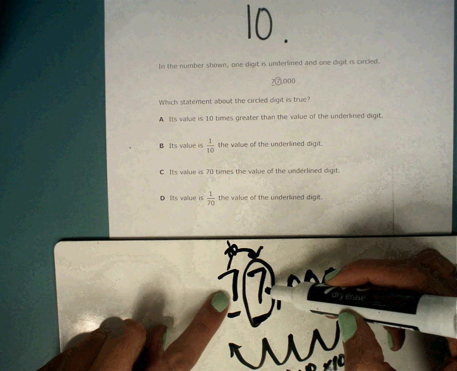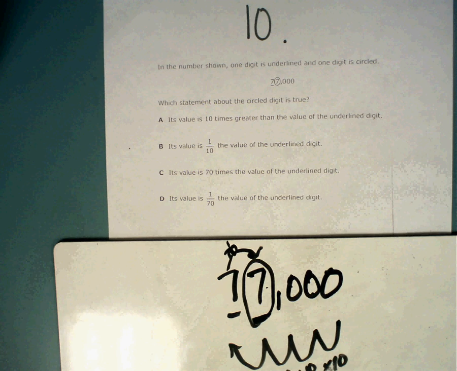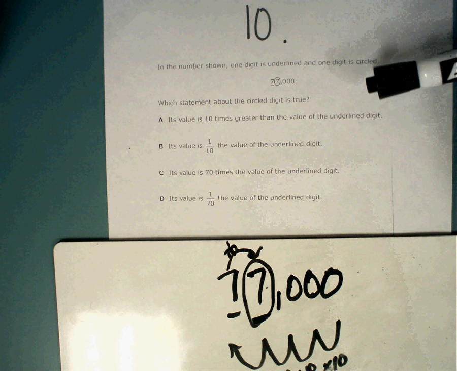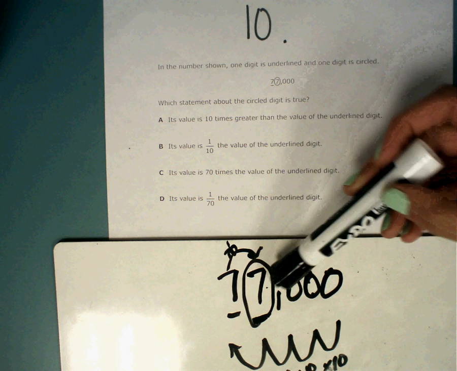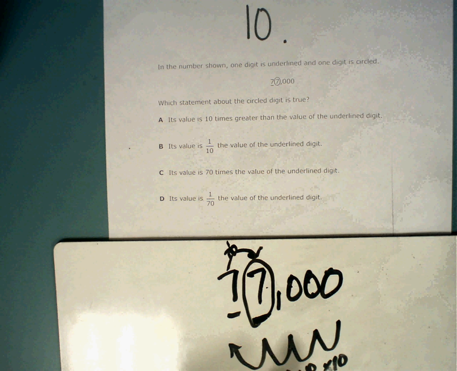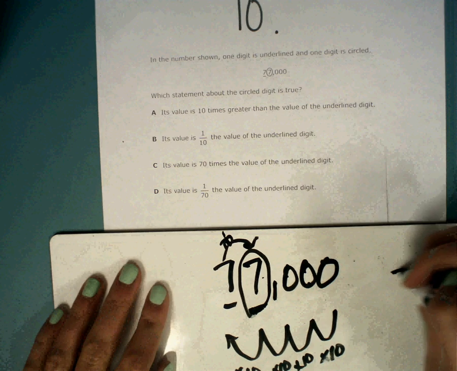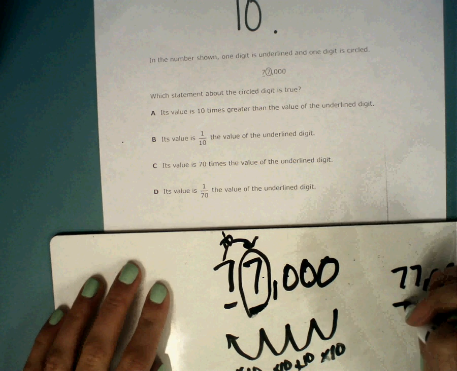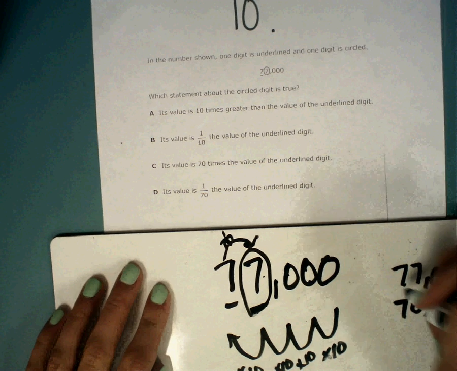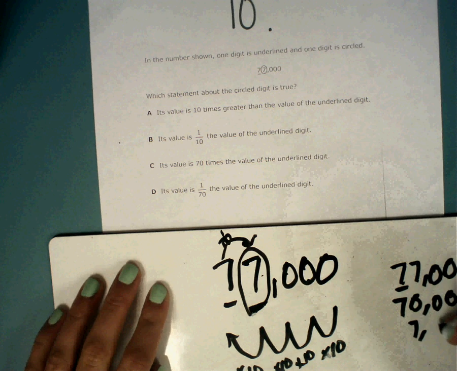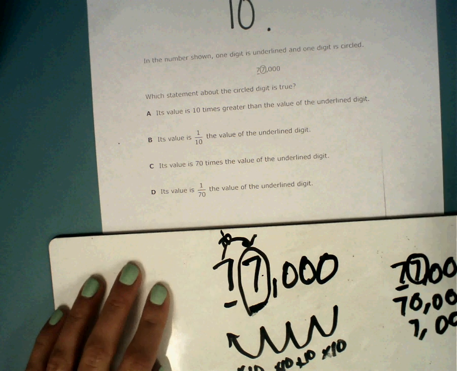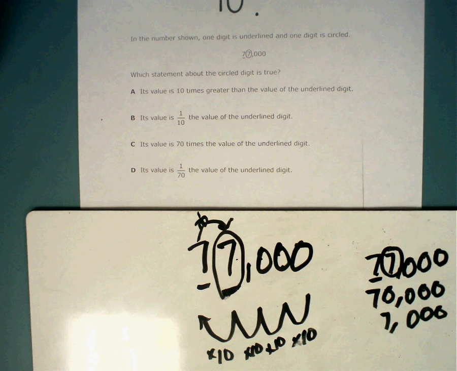So let's look at A. A, the value is 10 times greater. So they're talking about the circled digit right now. The value is 10 times greater than the underlined digit. Well, if I have 7,000, is that 10 times more than 70,000? Let's think of it that way. If I have 77,000, I have 70,000 is the value of this one, and then 7,000 is the value of this one. Okay? B, the circled digit, is 1/10 the value of the underlined digit.